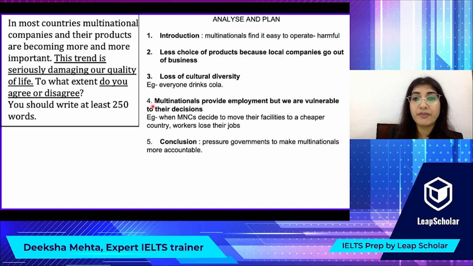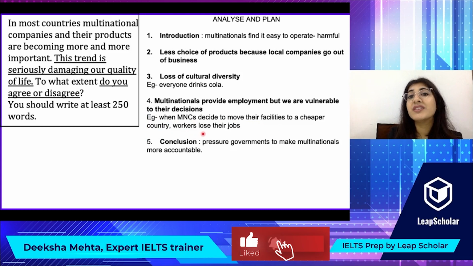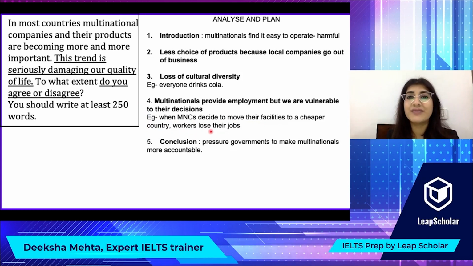Body paragraph number 5. Multinationals provide employment. So although they provide employment, however, this makes us vulnerable or dependent on their decisions. So again, back your main idea by a supporting point. So when MNCs decide to move their facilities to a cheaper country, the workers in the previous country lose their jobs. So this makes us very vulnerable to their decisions.